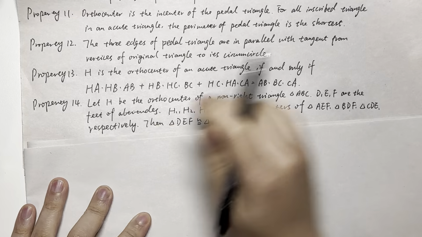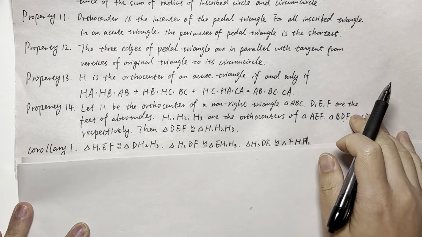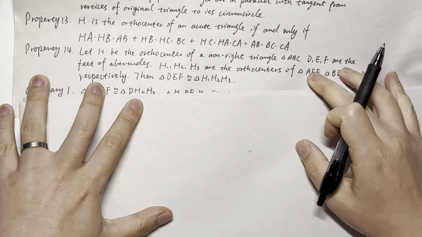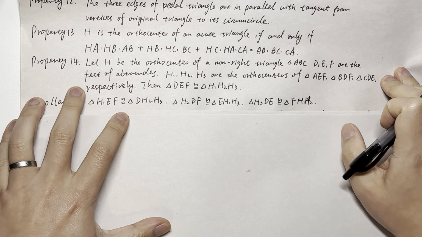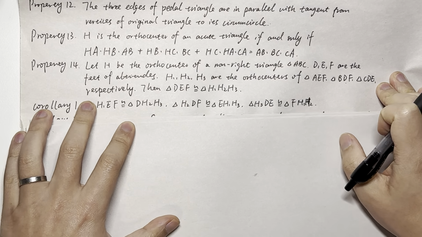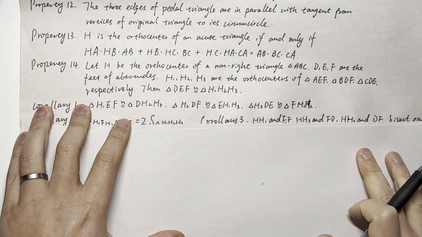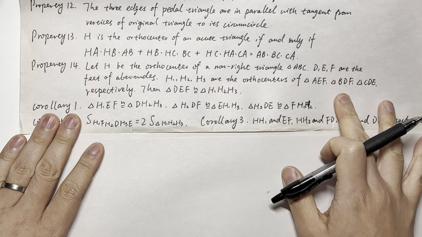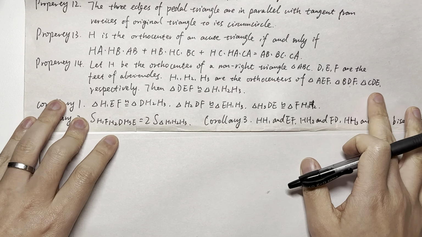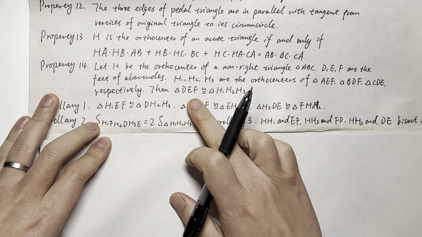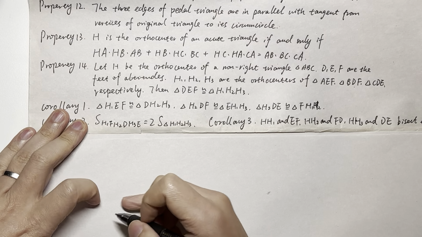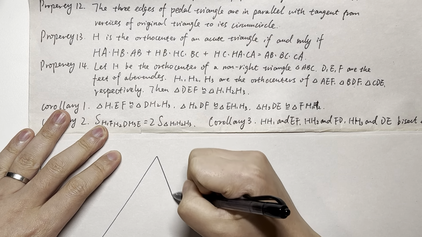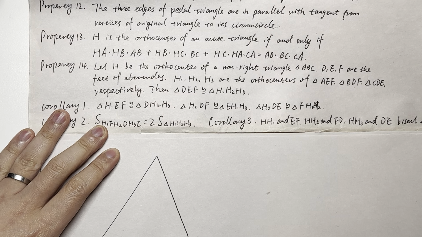Now let's see property 14. Let H be the orthocenter of a non-right triangle ABC. D, E, F are feet of altitudes. H1, H2, H3 are the orthocenters of triangle AEF, triangle BDF, triangle CDE, respectively. Then we want to prove this. Okay, let's just draw the figure here.